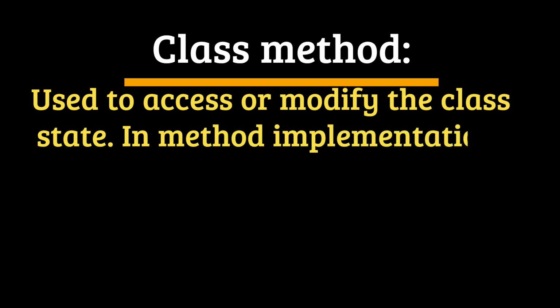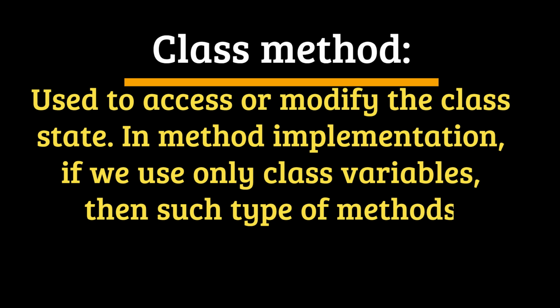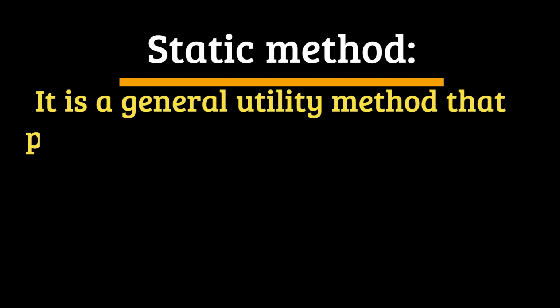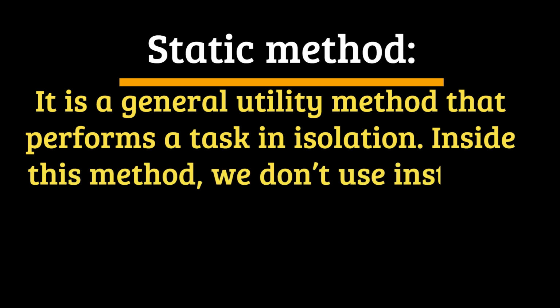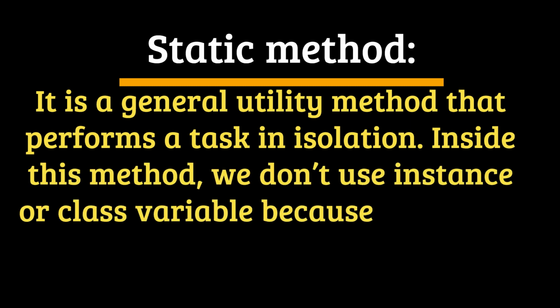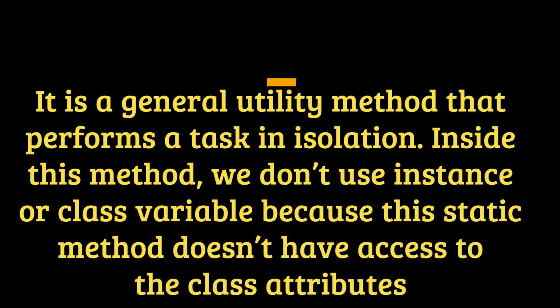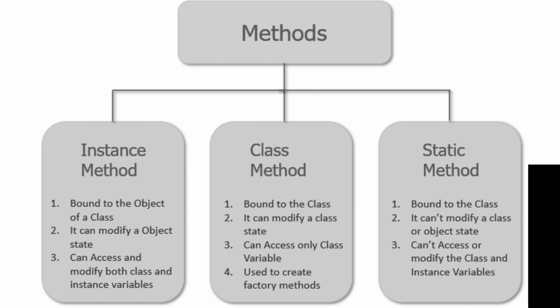In method implementation, if we use only class variables, then such types of methods we should declare as a class method. Static method: it is a general utility method that performs a task in isolation. Inside this method, we don't use instance or class variables because this static method doesn't have access to the class attributes. This is the diagram of the different class methods in Python.